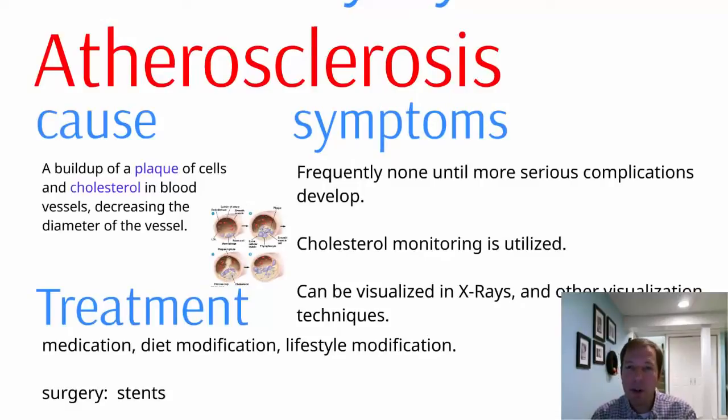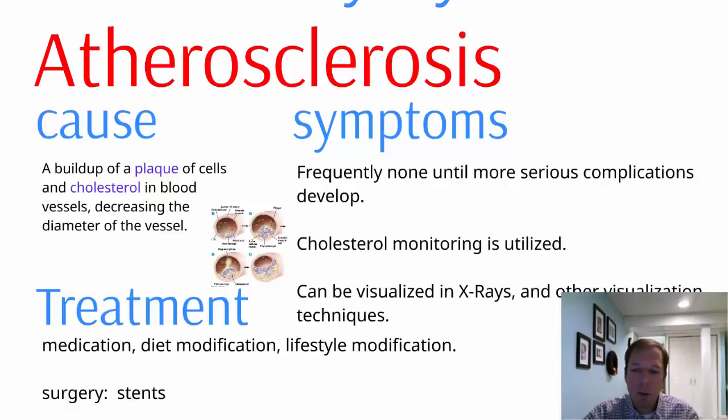So atherosclerosis is going to be a buildup of plaque and cholesterol on the sides of blood vessels, and the buildup of that is going to decrease the diameter of the vessel. Now, as you decrease the diameter of a blood vessel, that's going to cause an increase in pressure, and that pressure is going to be problematic over long periods of time. This is something that does commonly happen just with age in a lot of arteries, but more serious complications could develop, which I'll get to in a moment.